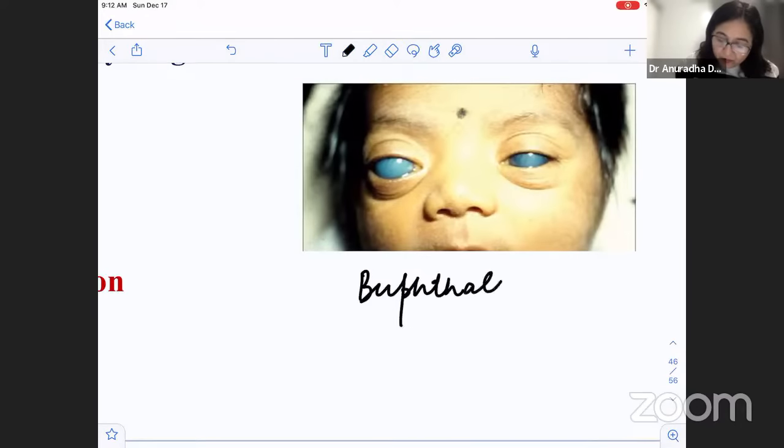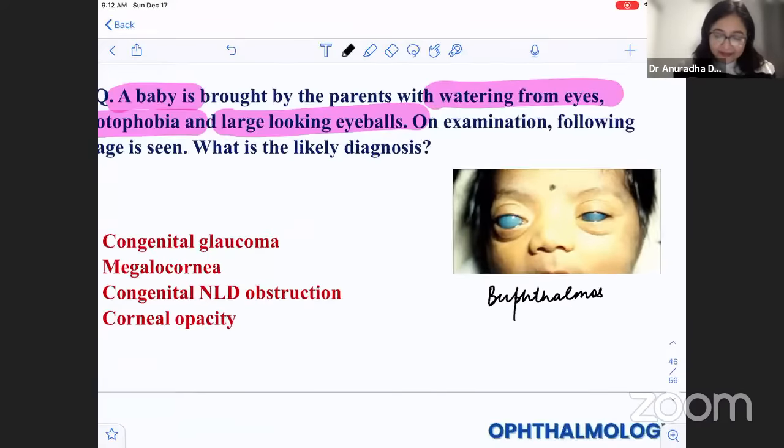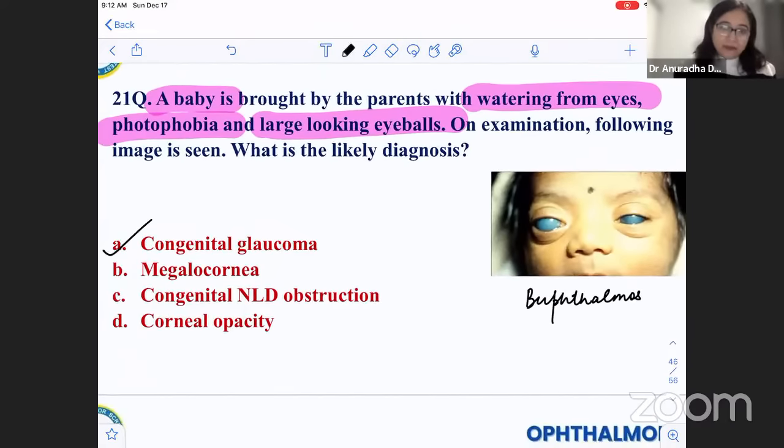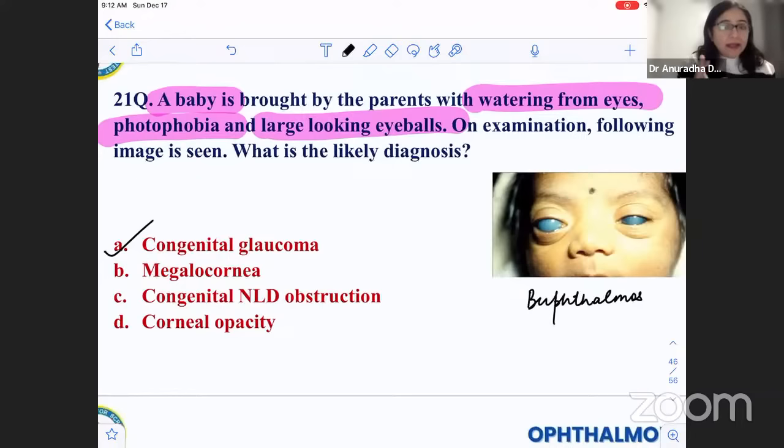Classical triad of lacrimation, blepharospasm, and photophobia, large-sized eyeball, large-sized cornea. Cornea can be clear or hazy. All these features are seen in congenital glaucoma or buphthalmos. Please do not confuse it with megalocornea, because in megalocornea, only the cornea will be large. The eyeball will be normal. In NLD obstruction, there can be watering, but no change in the size of the eyeball or cornea.